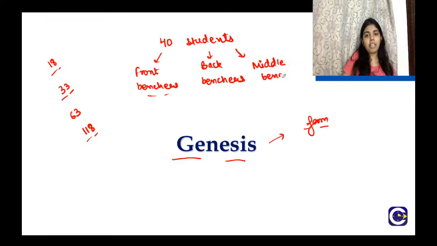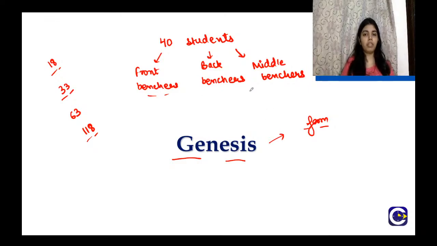So if you classify these 40 students into the three groups, that is front benchers, back benchers and middle benchers, you can classify according to their properties: front benchers are having so and so properties, back benchers are having so and so properties, and middle benchers are having so and so properties. So instead of remembering the properties of the 40 students, now you can group them into the three groups, right? This is an easier way of studying the properties of various students.